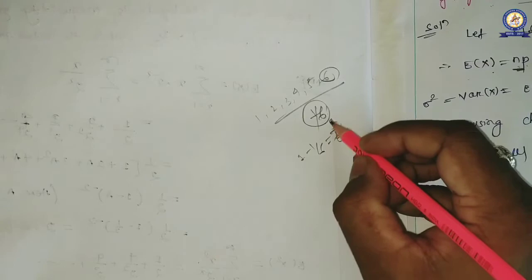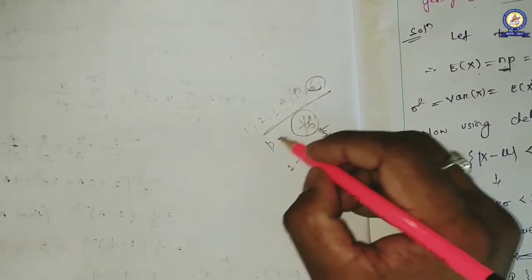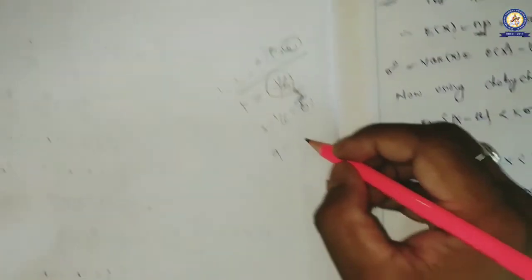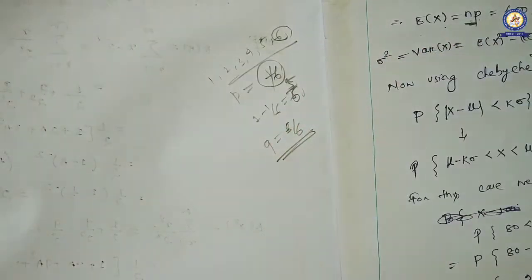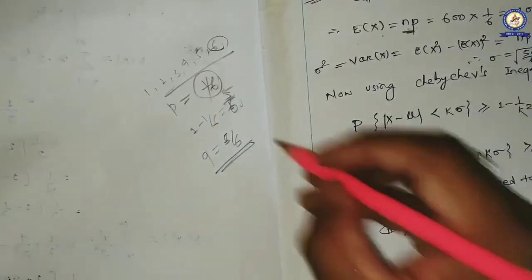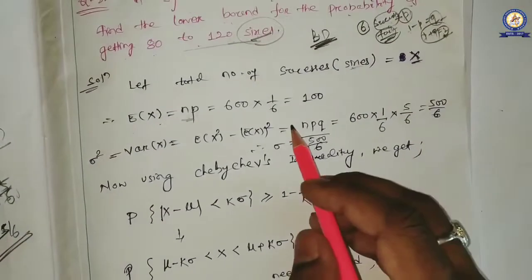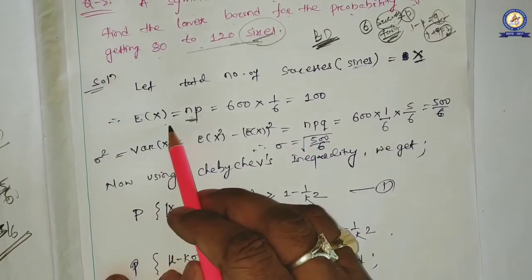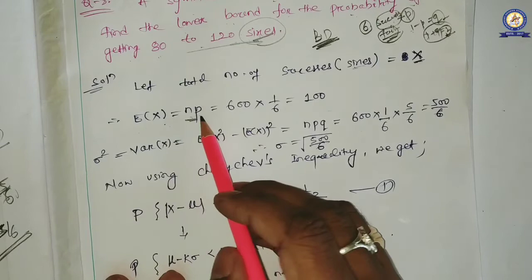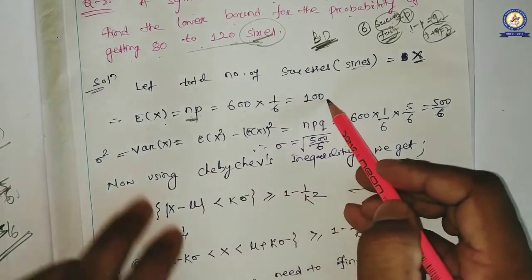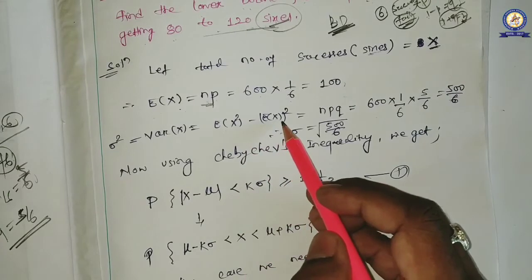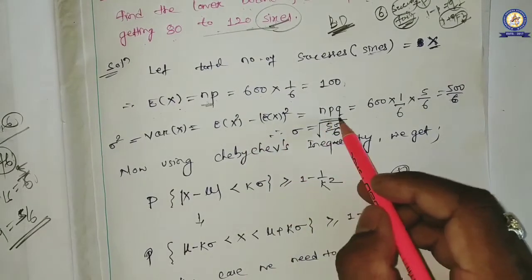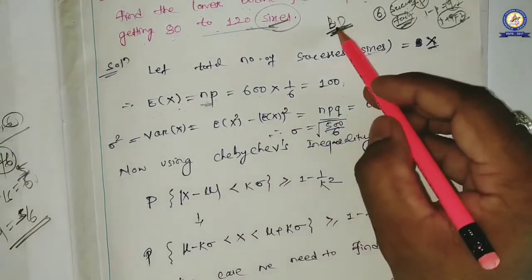So here P is considered as 1 by 6 and Q is considered as 5 by 6, right? And P plus Q will be equal to 1. So here expectation of x will be n into p, 600 into 1 by 6, equal to 100, and variance will be expectation of x square minus E(x) square, and also we know that this is npq for binomial distribution, right?